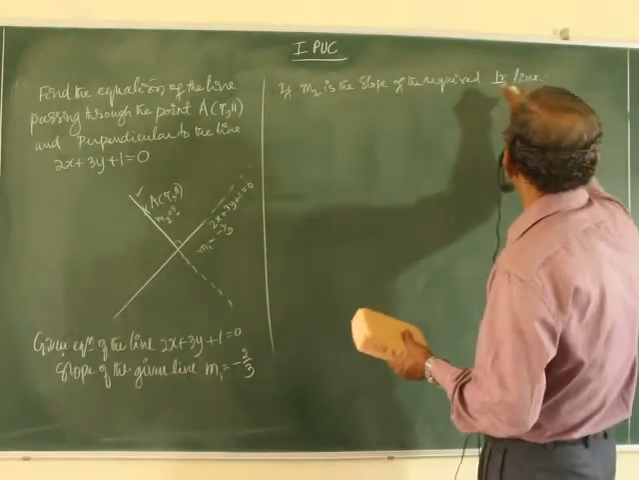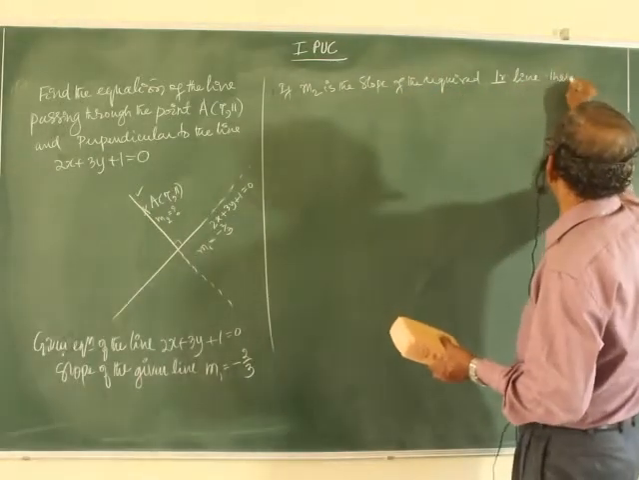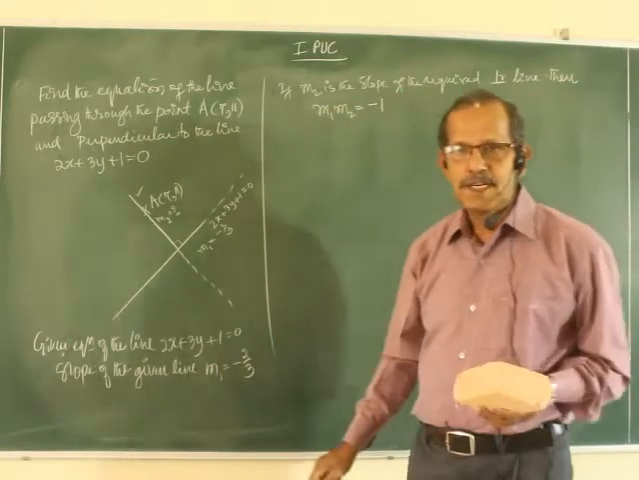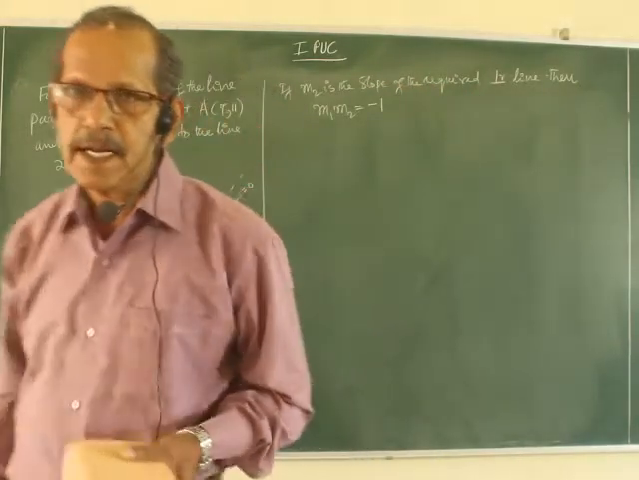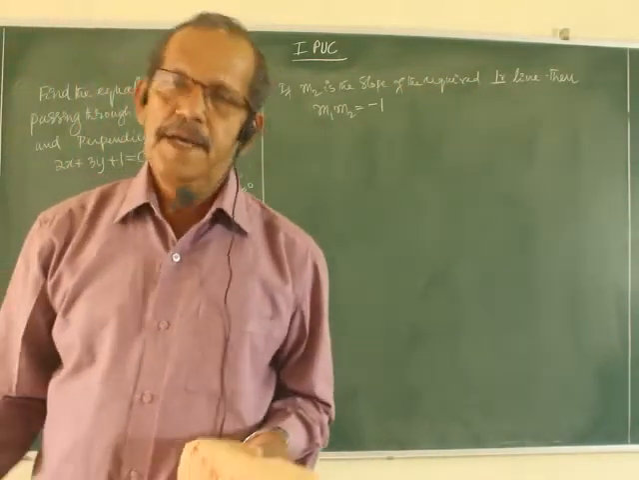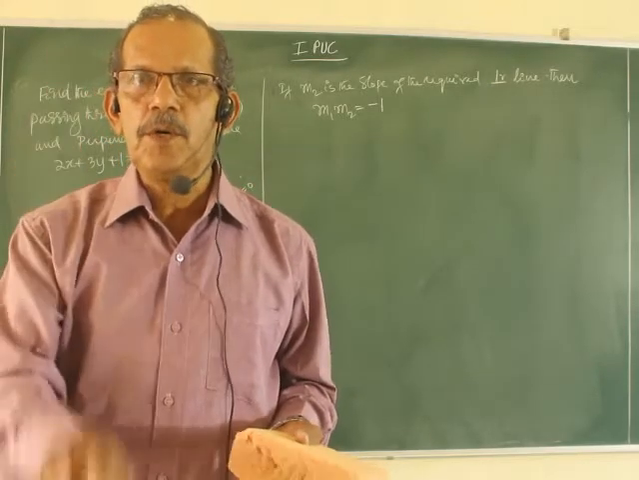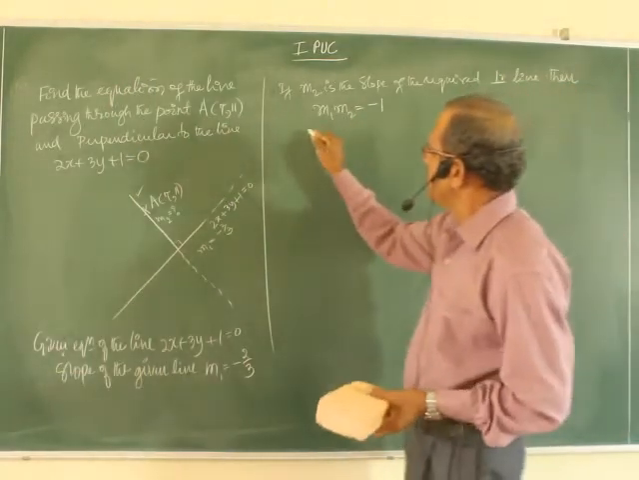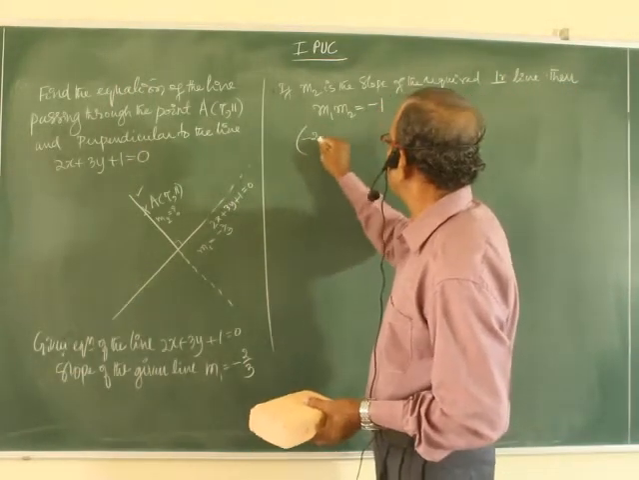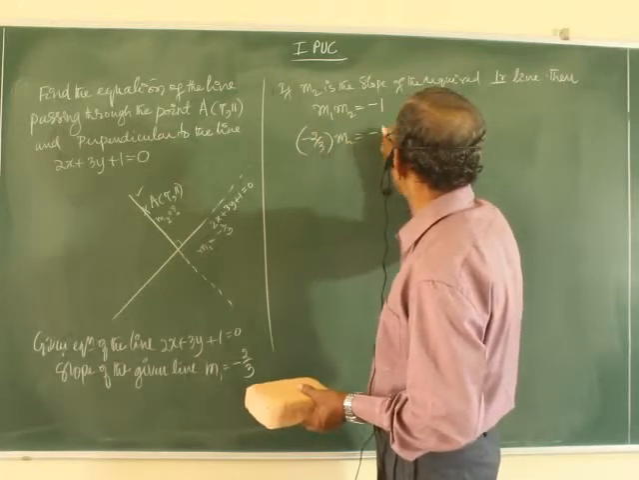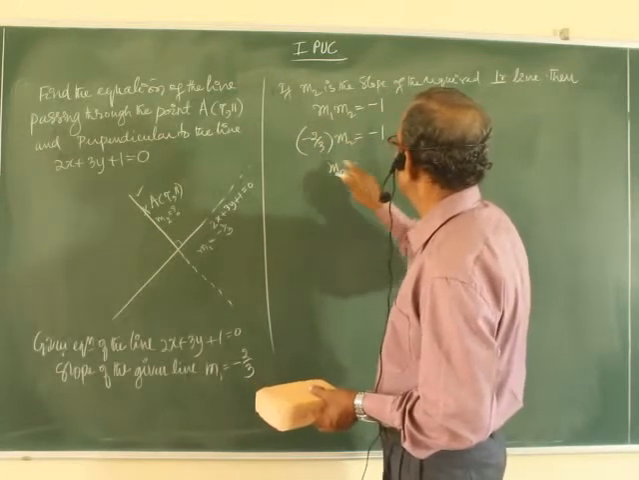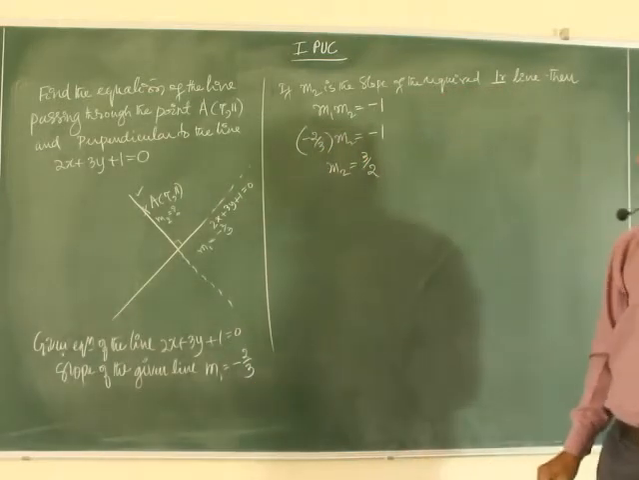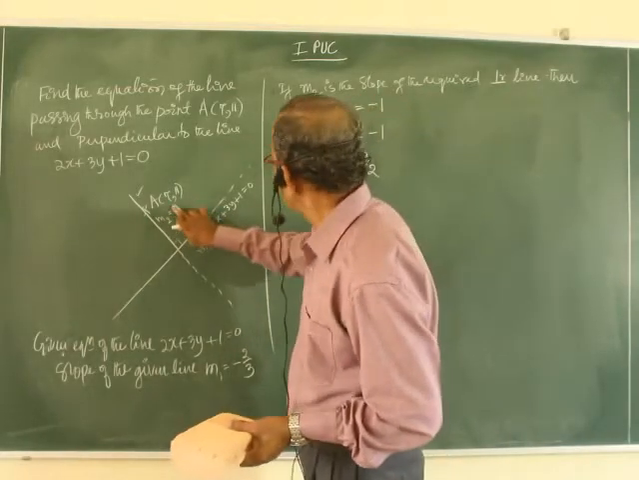If m2 is the slope of the required perpendicular line, then m1 into m2 is minus 1. We have written in the beginning itself: if they are parallel, m1 and m2 are equal; if they are perpendicular, the product of the slopes is always minus 1. Then you can find m2. m1 is minus 2 by 3, so m2 is the negative reciprocal, 3 by 2.